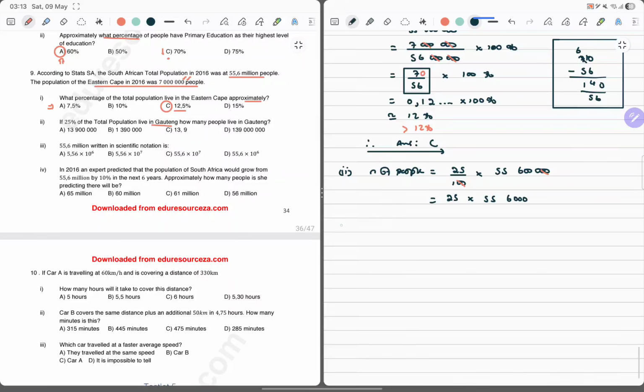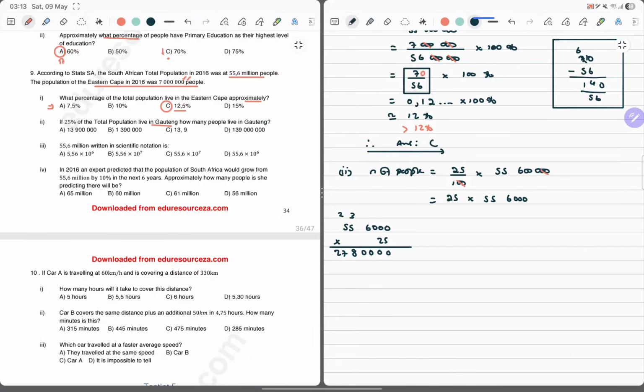This is now 25 multiplied by 55,600,000. But we have no choice, so long multiplication. 55,600,000 times 25. So this is 0, 0, 0, 30. We carry 3. 5 times 5, 25, plus 3, 28. We carry 2. Then 25 plus 2, 27.